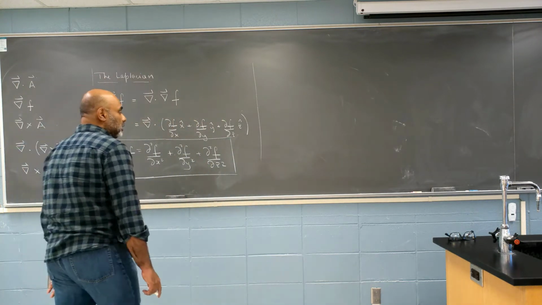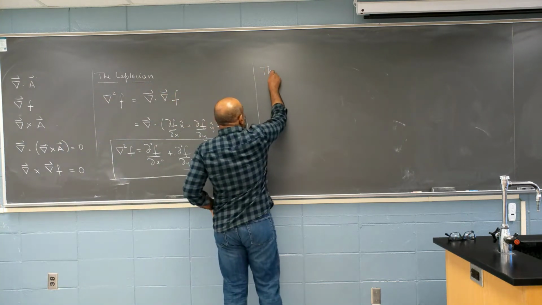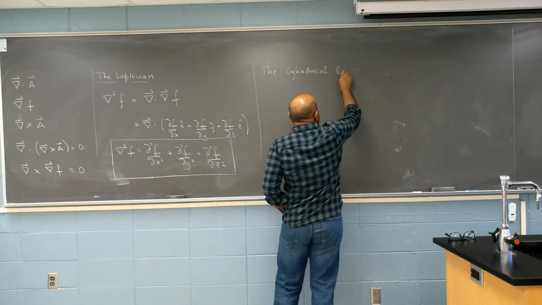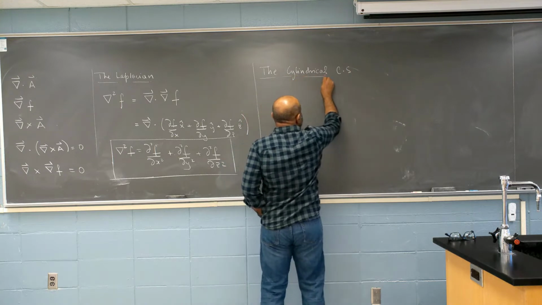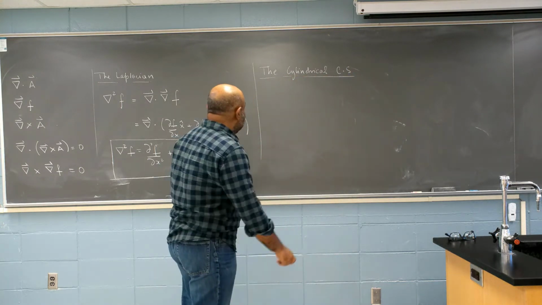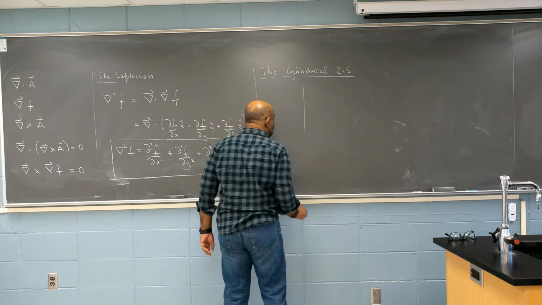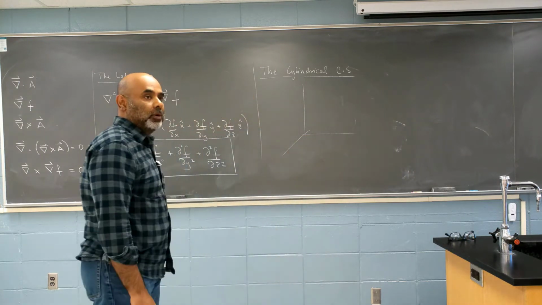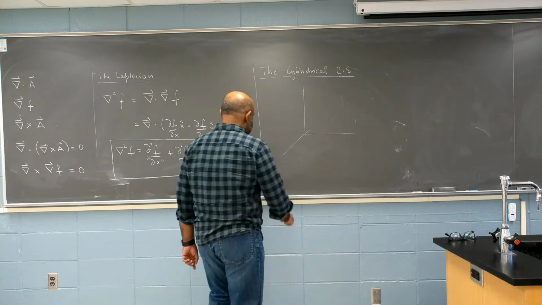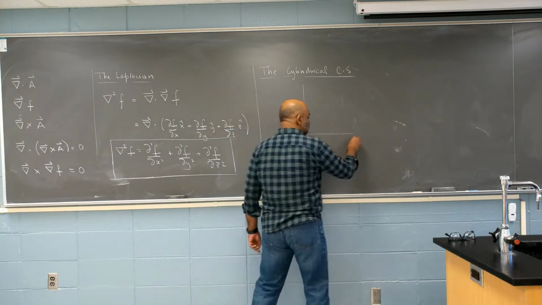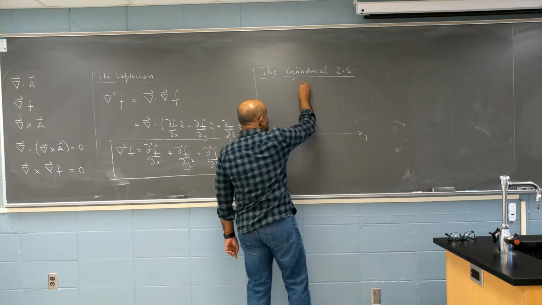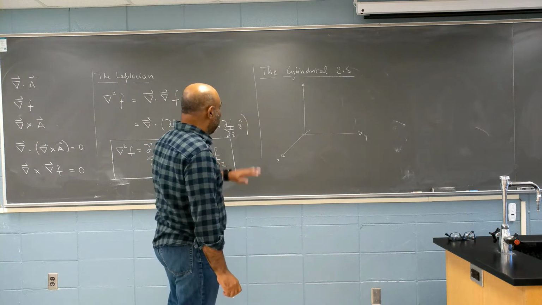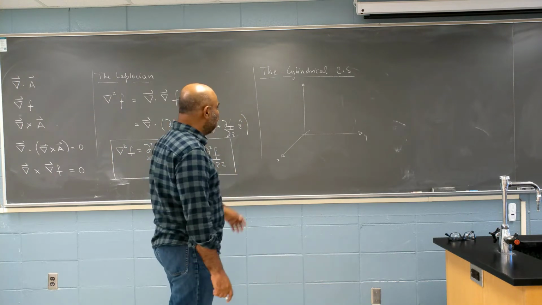Okay, all right, so let me begin by talking about the cylindrical coordinate system. In the cylindrical coordinate system, we locate points not by x, y, and z coordinates, but we'll use a different set of coordinates. And you'll see how these things come about. They come about very naturally.